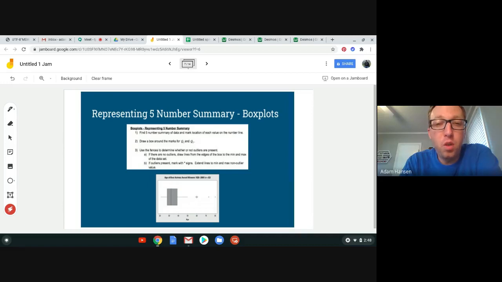So we'll find the lower and upper fence. The upper fence would be Q3 plus 1.5 times the IQR. The lower fence would be Q1 minus 1.5 times the IQR. If there are no outliers present, as we can read here in part A, draw lines from the edges of the box to the min and maximum values. So draw a line from the box out to the right maximum value and draw a line from the box out to the left minimum value.